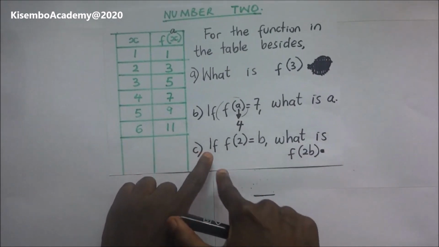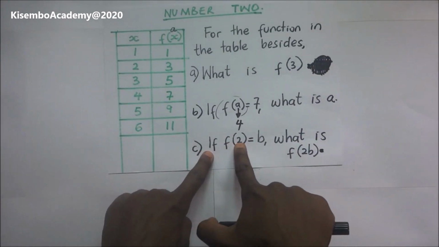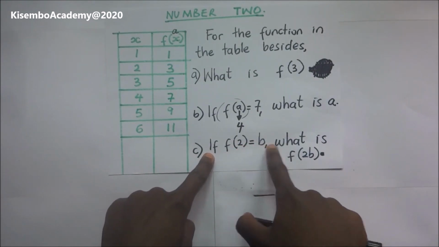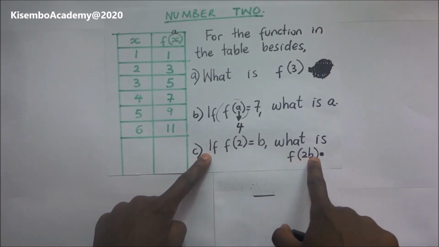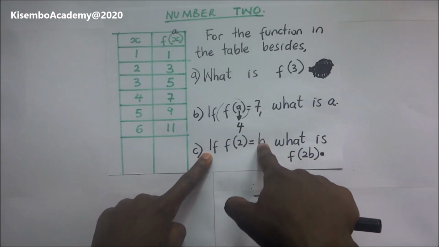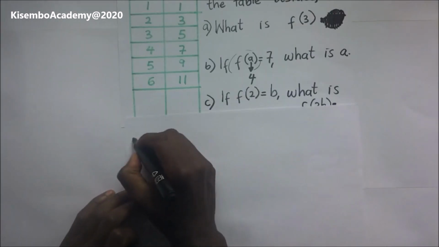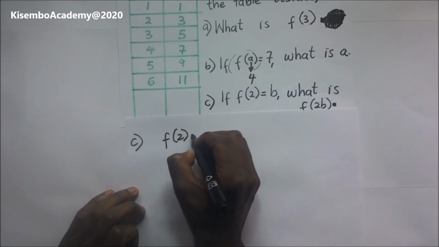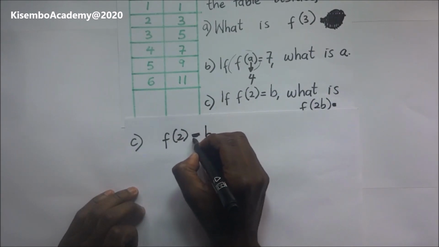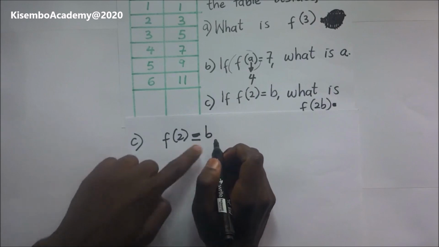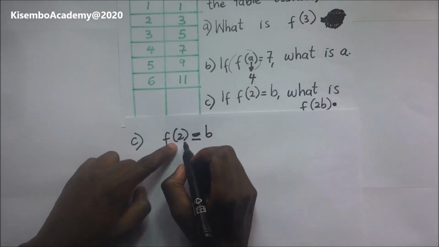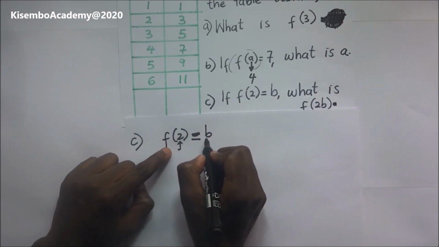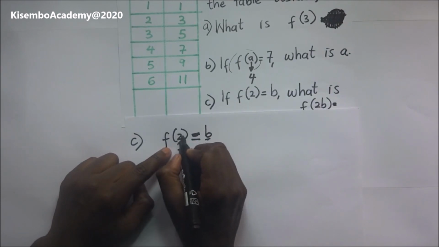Now let's go to part C. We are being told that if f of 2, or when the value of x is 2, the function is equivalent to b, what is the function of 2b? So we need to first find b. To find b when f of 2 is equal to b, we've been told that it is b when the value of x here is 2.